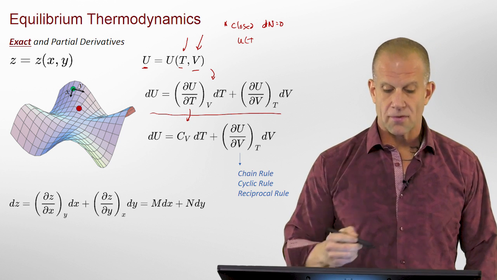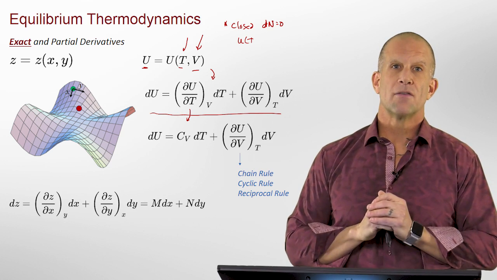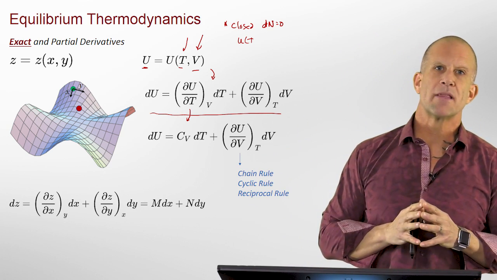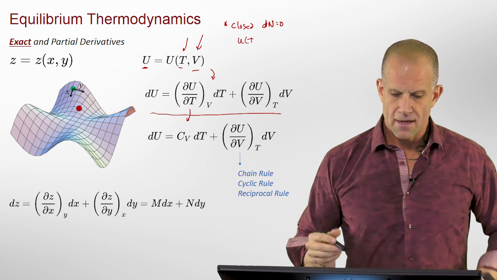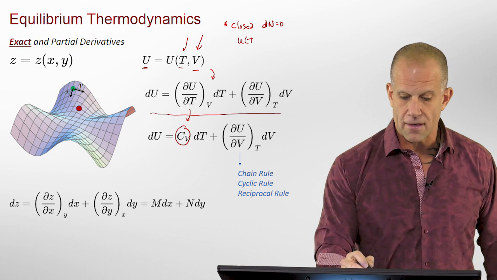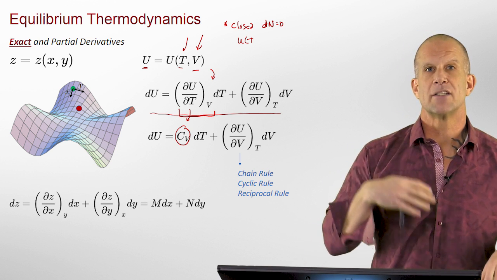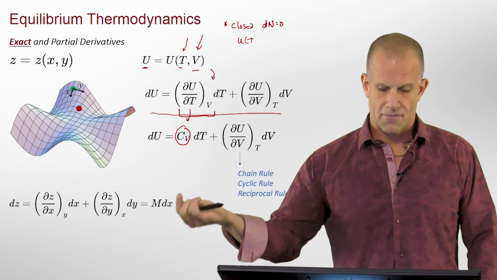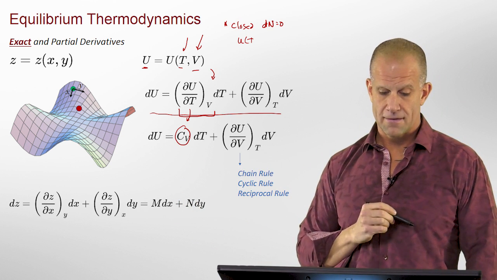Oftentimes these partial derivatives are themselves a thermodynamic quantity we give a name to. It's such a common thing that we look at in thermodynamics that we give these partials names. For example, the heat capacity at constant volume is defined to be how the internal energy changes as a function of temperature at constant volume, or this partial derivative.